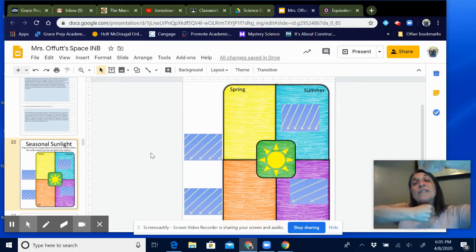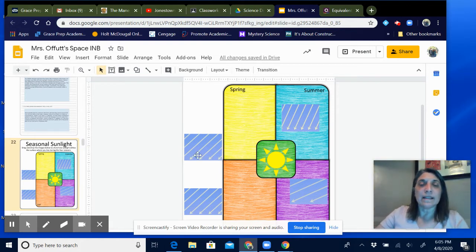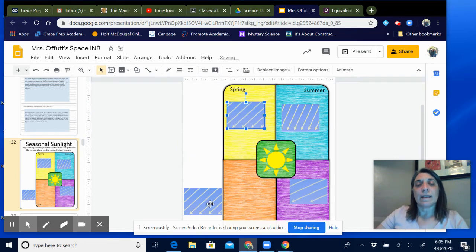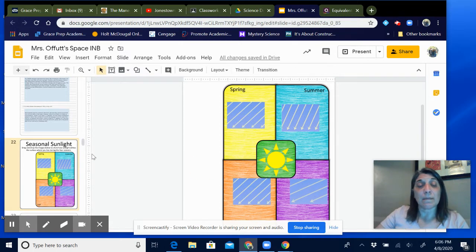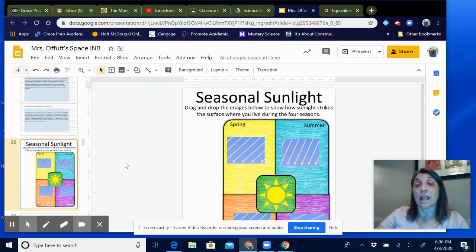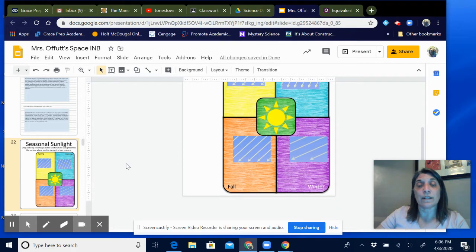Anyway, when it's on those sides, it's getting about the same amount of direct or indirect sunlight. So basically spring and fall are the same. We have similar weather. So summer's the closest to perpendicular, winter's the least, and spring and fall are the same as far as the amount of sunlight that strikes the surface of the earth during the seasons.